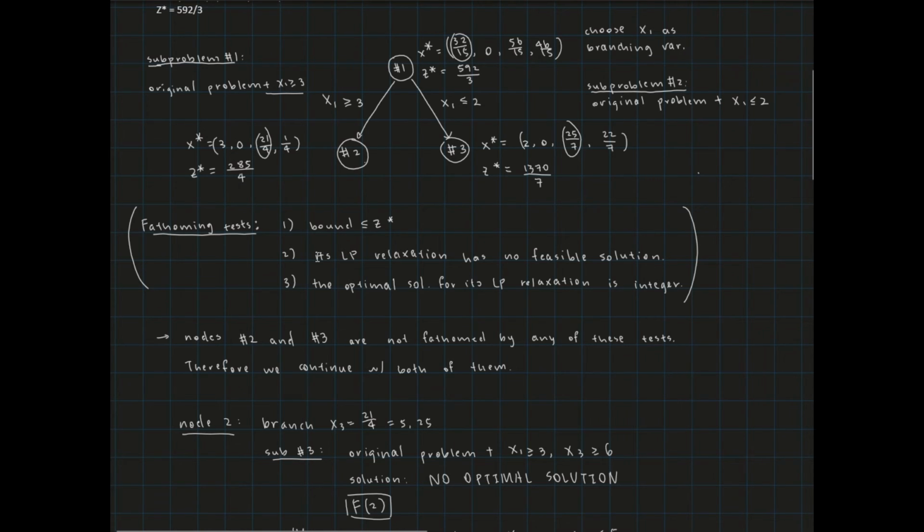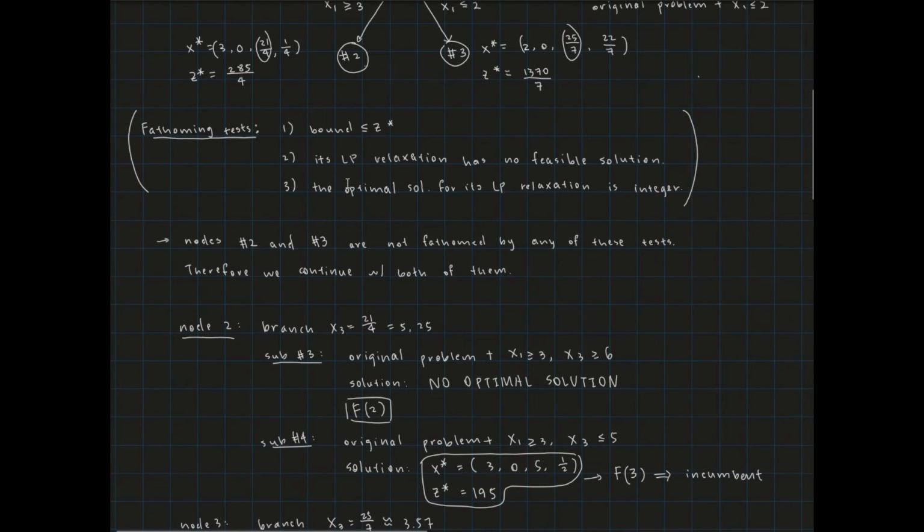2 says its LP relaxation has no feasible solutions. These two both have feasible solutions. And 3, the optimal solution for its LP relaxation is integer. They're not integer yet, so by all these fathoming tests, these two nodes are not fathomed yet. Therefore, we have to branch both of them in our future iterations, which we're going to do right now.